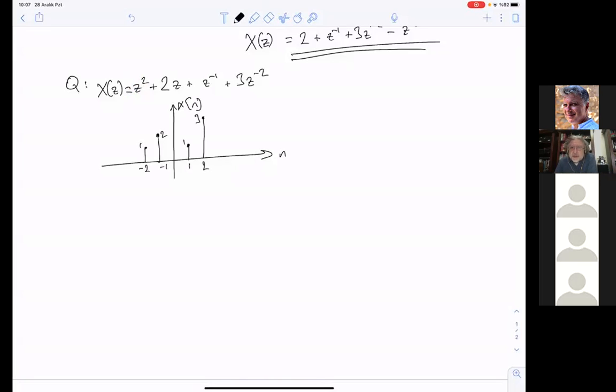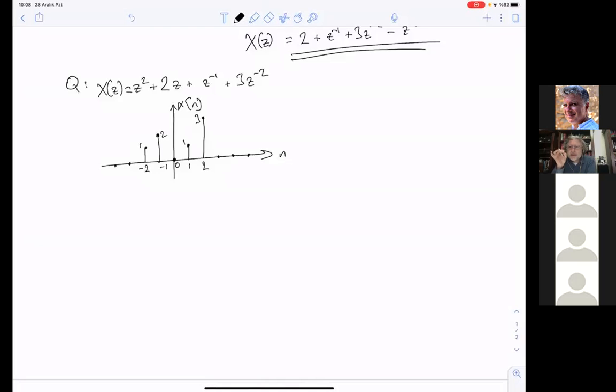What are the other values? The other values are just 0, including, for example, n is equal to 0. I don't see any constant term in this x of z expression. There is no +5, for example. If there is a +5, it means +5 times z to the 0, so the value at 0 will be equal to 5. But I don't see any standalone numerical term in this x of z. So of course, then at 0, the value is 0 because it doesn't appear. And the others are also 0. So this is x of n.